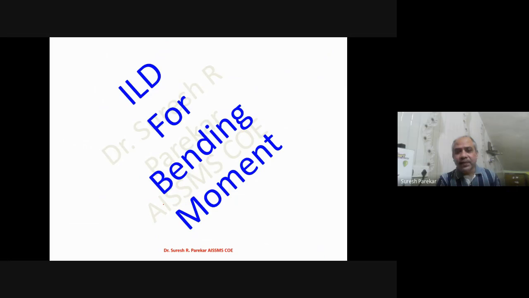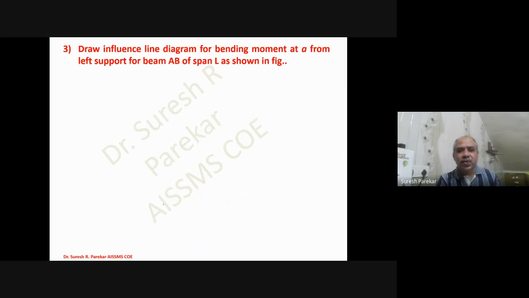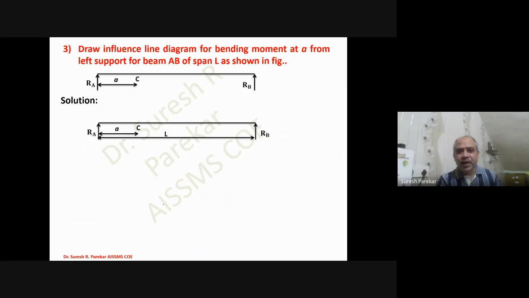Now we have the ILD for bending moment. This is a simple one. Again we are interested in point A, and here we want to find the bending moment. For the ILD for bending moment, you have to put a unit load at that point. We are interested at C, at a distance A from A, so we put the unit load there. Then I will find the values of RA and RB.